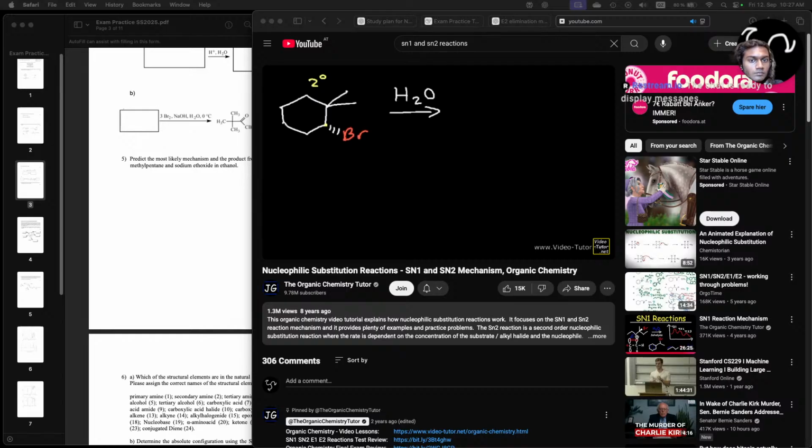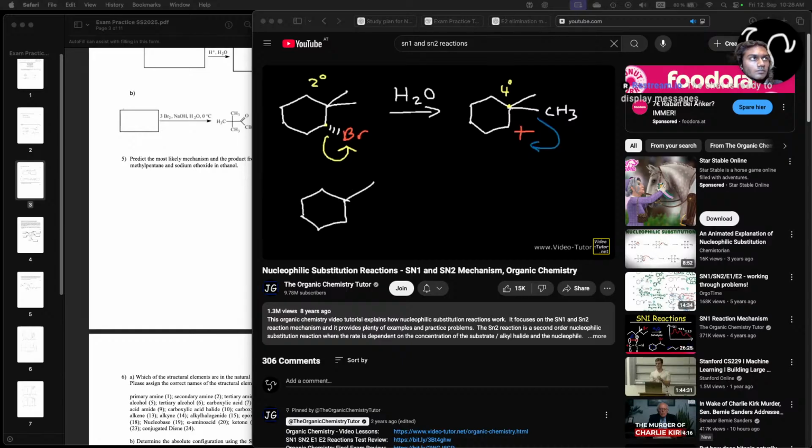But let's propose a mechanism for this reaction. So we know that the bromine atom is going to leave. This is going to produce a secondary carbocation. Now, this secondary carbocation is adjacent to a quaternary carbon, which contains no hydrogen atoms. So there's going to be a carbocation rearrangement, but it's not going to be a hydride shift. Instead, it's going to be a methyl shift. The methyl is going to trade places with the positive charge.